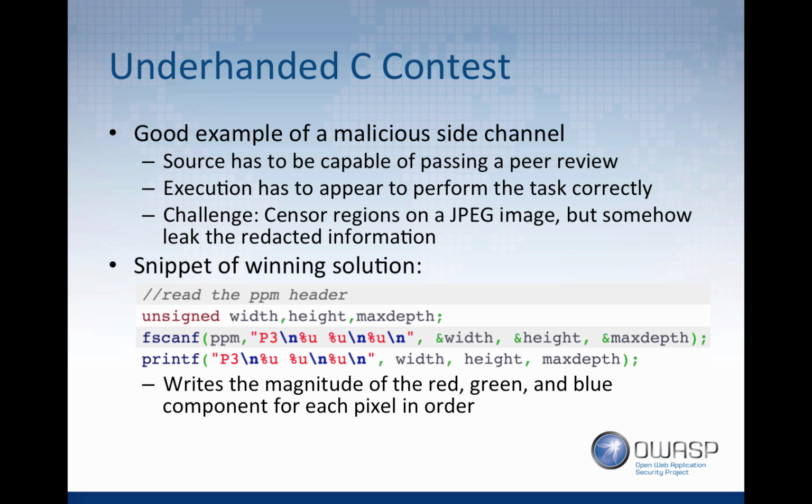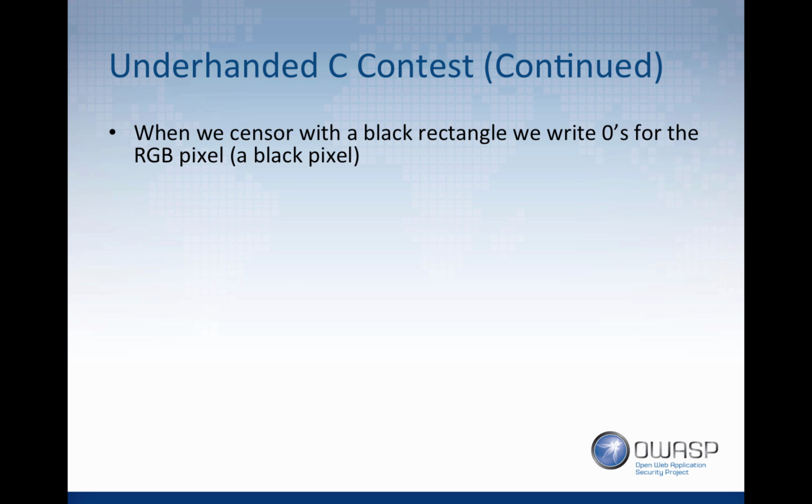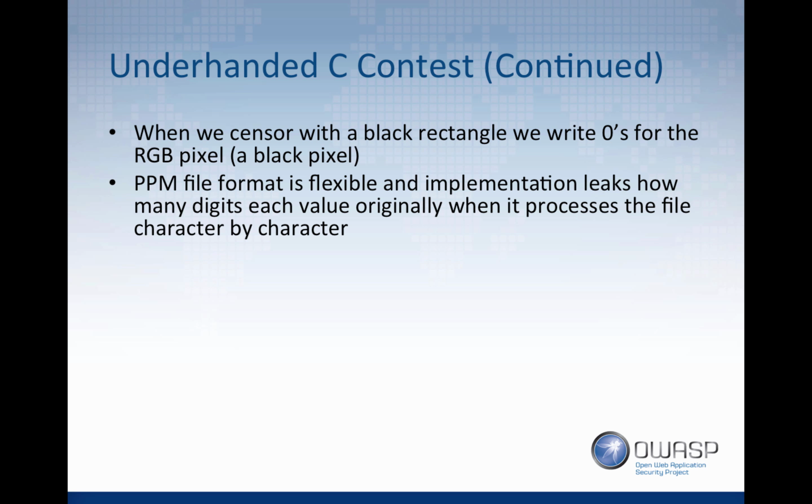So it's reading a pixel from the file, and then it's writing a pixel, reading a pixel, writing a pixel, right? And when we want to censor, we just write zeros, because 0, 0, 0 for red, green, blue is just a black pixel. Now the file format that they're writing to is kind of flexible, and it lets you write things in a goofy way.